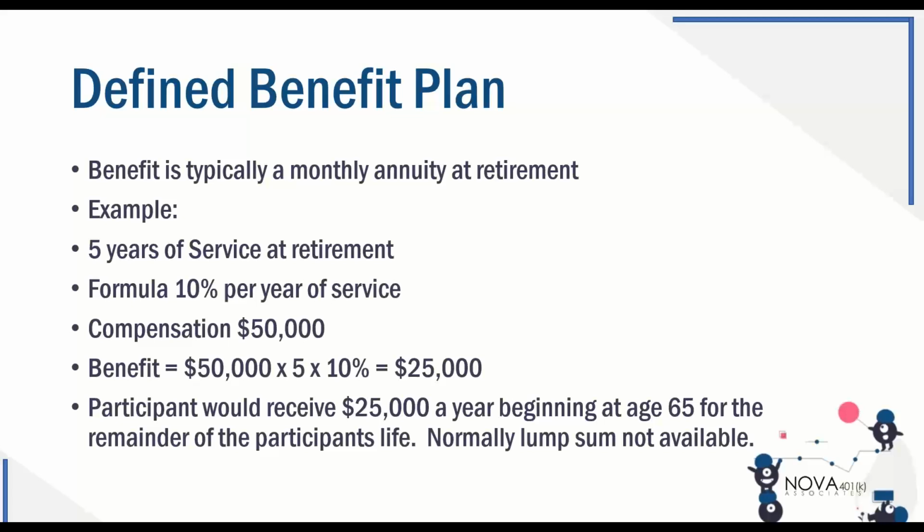Someone has 5 years of service. The formula is 10% per year of service. With compensation of $50,000, their benefit is going to be $25,000 a year, beginning at age 65 for the remainder of their lifetime. So it is an annuity, a monthly annuity, or sometimes we communicate it as an annual annuity. And generally lump sums aren't available in these plans.